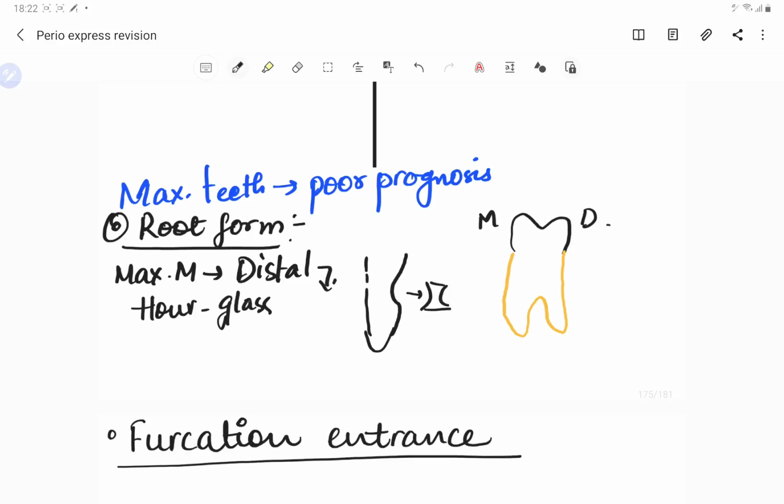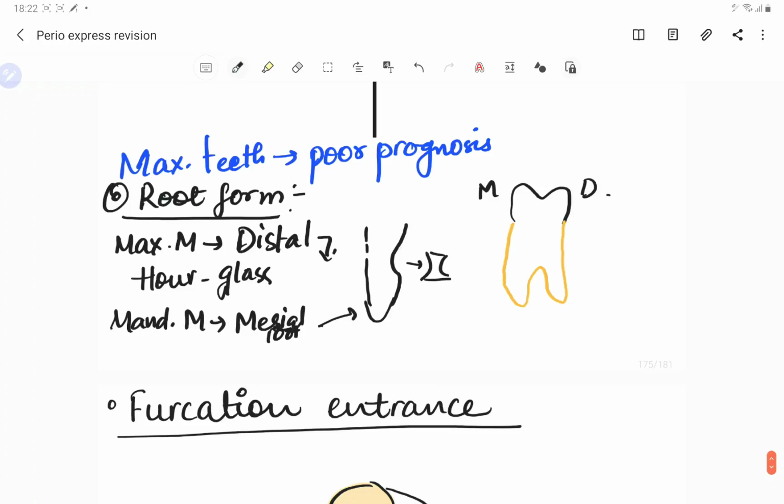So all these things, also root morphology, what is the root form, plays an important role. Also guys, the same with the mesial root. We also see the mesial root, let me write, the mesial root of the mandibular molar. So in the mandibular molar, we see the same thing in the mesial root. So that is also kind of an hourglass. So it makes it difficult to clean that area. So it causes a problem in the maintenance. So there is a depth up till 0.3 millimeters we find like this.